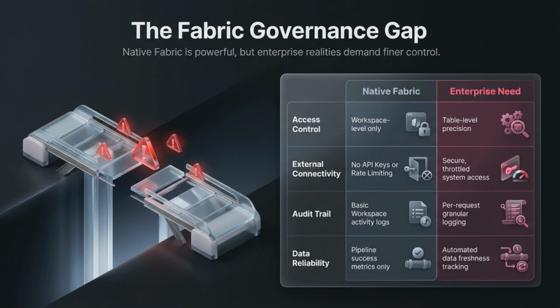Microsoft Fabric is undeniably powerful, but for an enterprise, there's a significant governance gap. While the native platform provides a solid foundation, it often lacks the fine-grained control that our security and data standards require. As you can see in this comparison, we need to move from basic to precise, whether it's moving from workspace-level access to table-level precision, or from simple logs to granular audit trails. Bridging this gap is essential to making our data truly enterprise-ready.